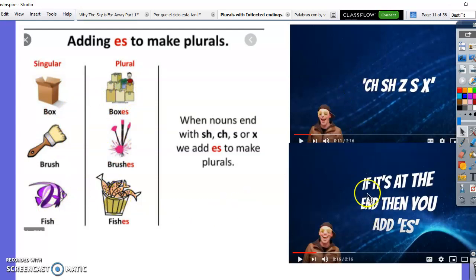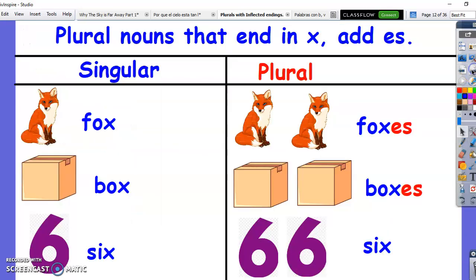These are the videos that I put in next to the assignment today. Here's a British rapper singing a song about how ch, sh, z, s, and x all have to have es at the end. If it's at the end, then you add es. So go back there and watch those videos if you'd like.